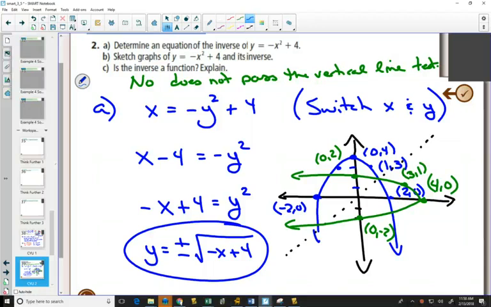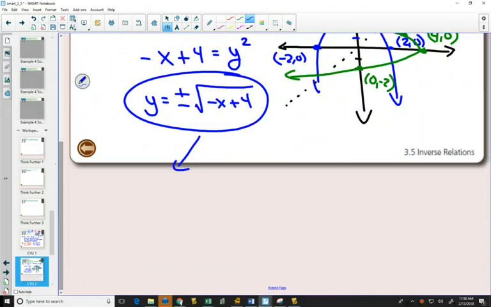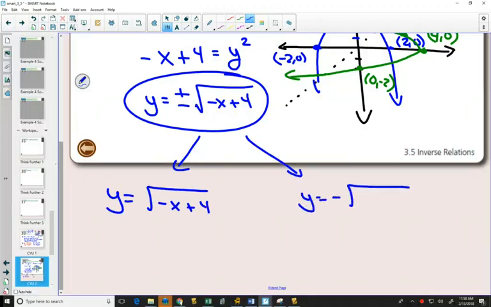Some interesting things to see from this. Because we found the equation first, what does it mean to graph this? Y equals plus or minus the square root of negative x plus 4. Well, that plus or minus might throw you off. What that plus or minus is telling you is that there's actually two equations that are possible here. One equation with the plus sign, another equation with the minus sign.